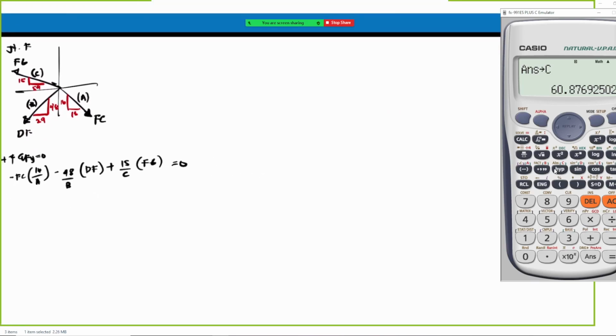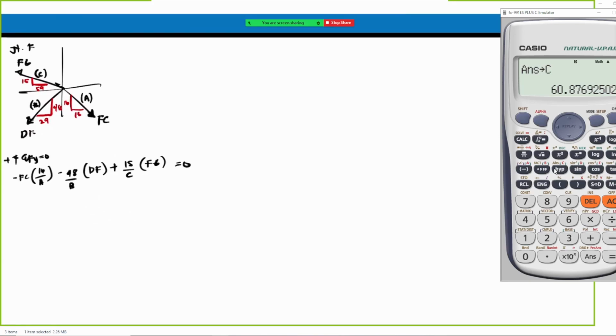Okay? Summation forces X. Dito na lang. Summation forces X is equal to 0. Going right is positive. We have negative 59 over C FG, negative 29 over B DF, and then positive 13 over A FC is equal to 0. Okay? So meron tayong two unknowns. Pwede nating equate yung isa sa isa. So FG na lang, no?